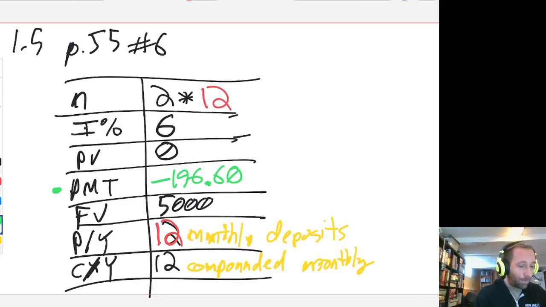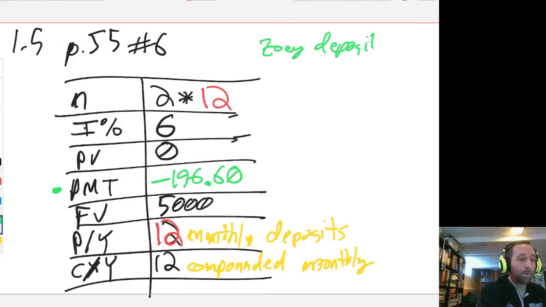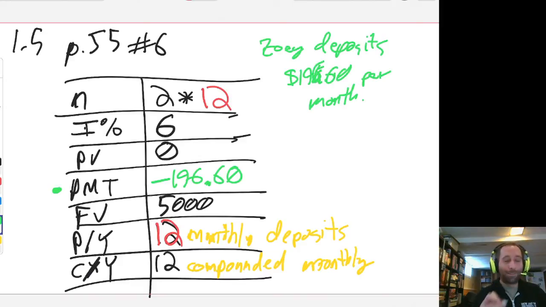So the question asked, how much did Zoe deposit each month? So we have Zoe deposits $196.60 per month. That's a 6, I promise. I don't think I made it any better. Oh well. Okay, so that's another question that shows an example of doing the monthly payments.